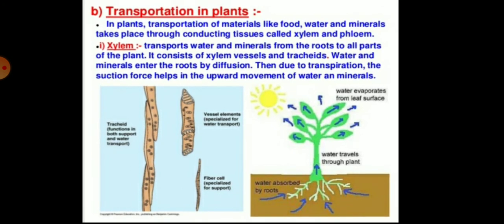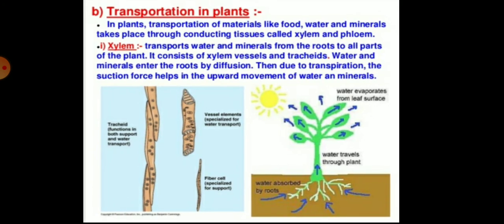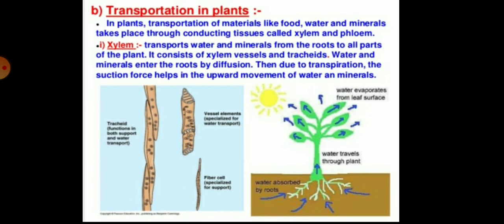So, children, you can see the transportation in this diagram, where water is absorbed by the roots and transported through the xylem, tracheids, and vessels to other parts like branches and leaves, going to different parts of the plant. So, children, it consists of xylem vessels and tracheids, and the water and minerals enter the root by the diffusion process.